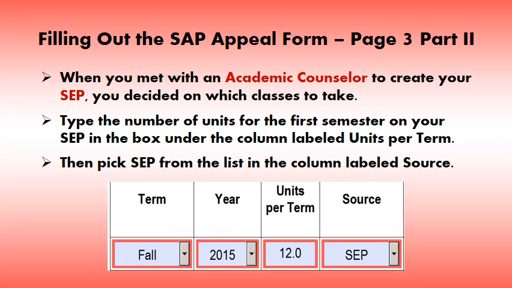Filling out the SAP Appeal Form, page 3, Part 2. When you met with an academic counselor to create your SEP, you decided on which classes to take. Type the number of units for the first semester on your SEP in the box under the column labeled Units per Term. Then pick SEP from the list in the column labeled Source. A screenshot of Units per Term and the source fields filled out is shown. Units is 12.0 and Source is SEP.